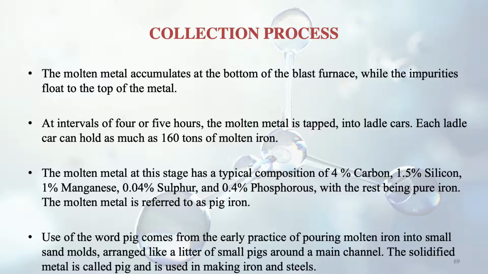Why are we using the word pig here? Because it comes from the early practice of pouring molten iron into small sand molds. So the earlier practice was that there were sand molds arranged like a litter of small pigs around a main channel. That's why its name is pig iron. The solidified metal is called pig and is used in making iron and steels.